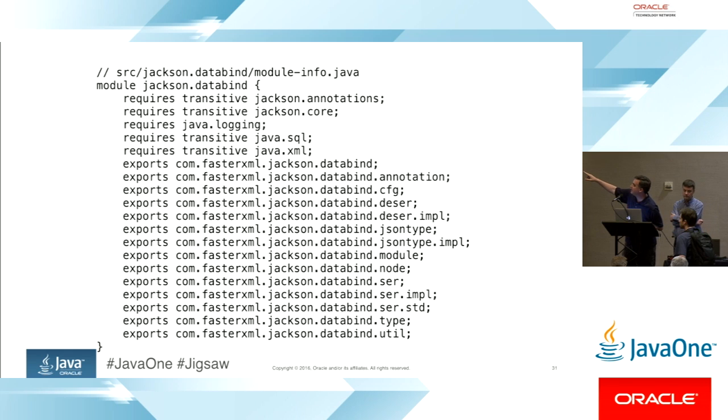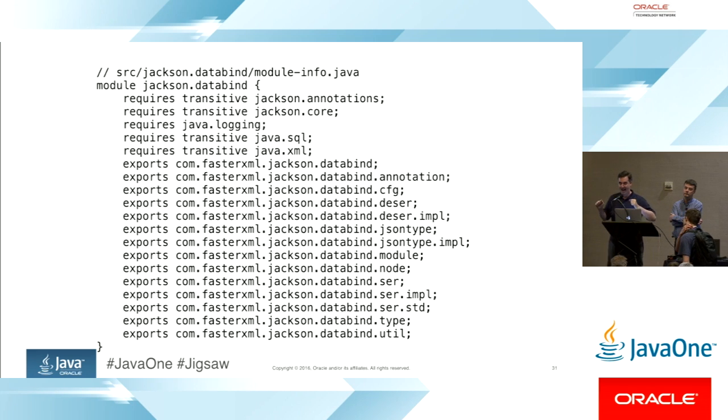So you'll see Jackson data bind requires java.logging. Logging is an implementation detail of data bind. It's just calling logging's methods. It's not exposing it in any way. But data bind requires transitive java.xml.